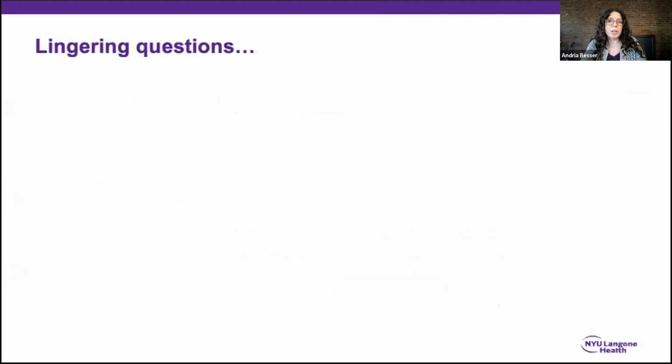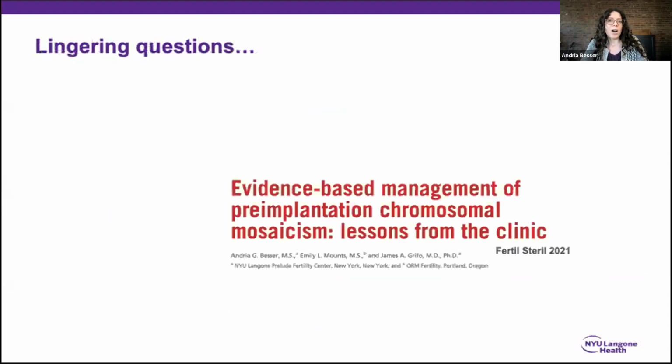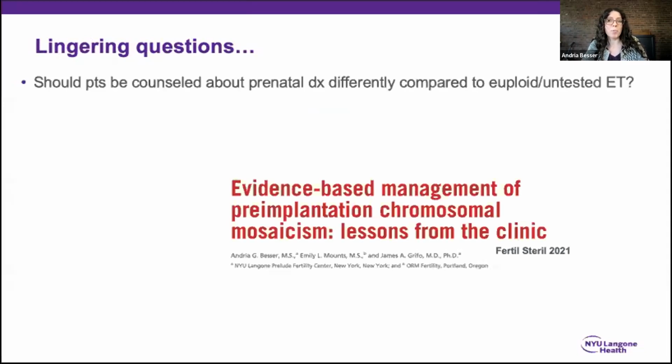So just to wrap up, we clearly know a lot more about mosaic PGT-A results now than we did even a few years ago, but there are still quite a few lingering questions. How can we manage recommendations about mosaic results in an evidence-based manner? Should patients be counseled about prenatal diagnosis differently when they transfer a mosaic compared to when they transfer a euploid embryo or an untested embryo?